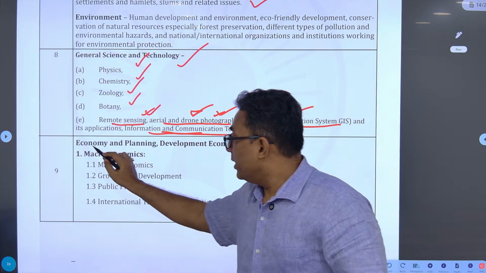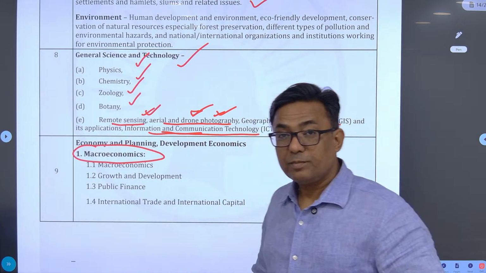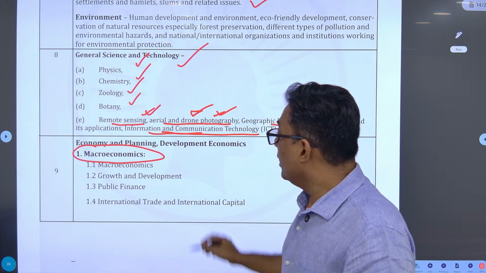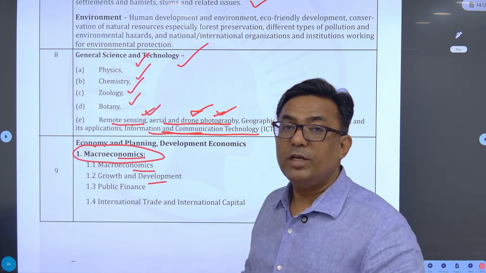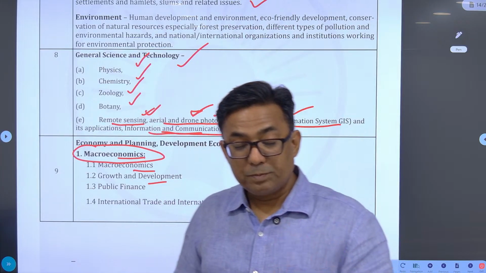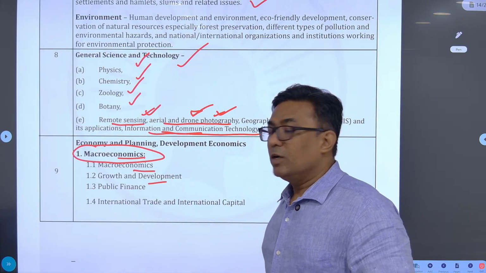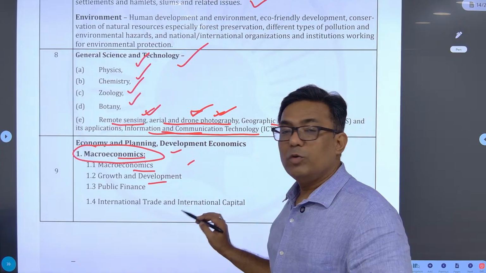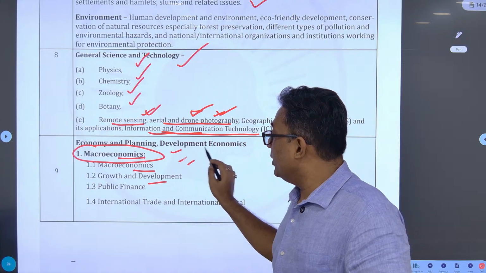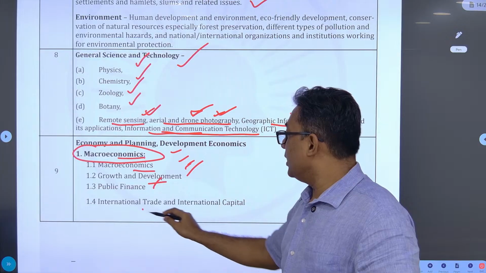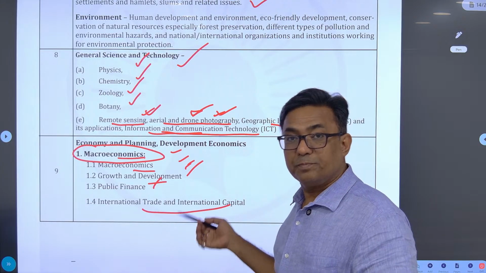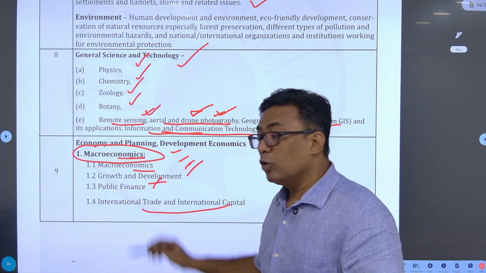Then next you come to economy. आता यांनी इकॉनॉमी 2 सेक्शनमध्ये दिले. मॅक्रो इकॉनॉमिक्स. Okay, the concepts of economy. This part will be dealt with when I meet you next week on Wednesday, where I'll be teaching all about economy. Economy, growth and development, public finance, international trade and international capital. Okay, this is about economics.